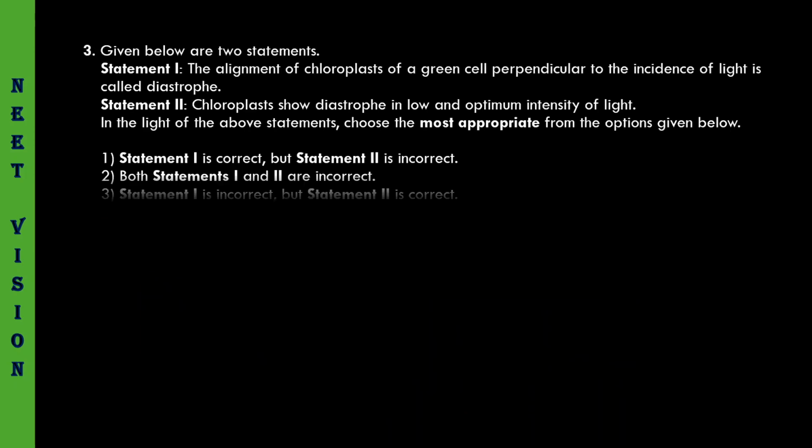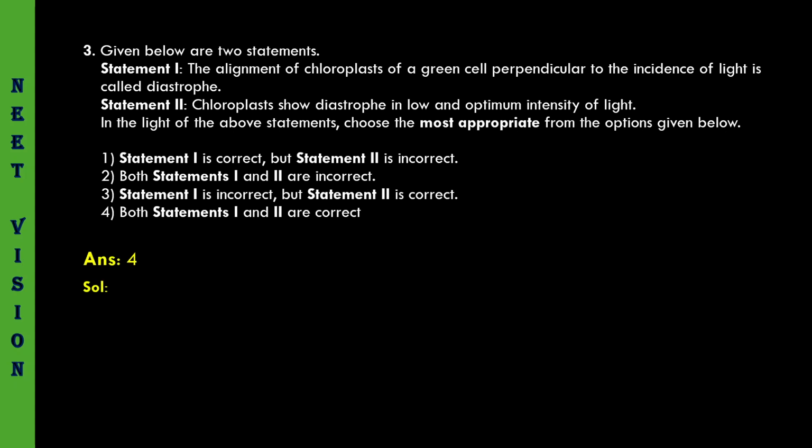Coming to the next question. Two statements are given. Let us see the statements. The alignment of chloroplasts of a green cell perpendicular to the incidence of light is called diastrophy. Absolutely true. And this diastrophy alignment of the chloroplast is seen in low and moderate and optimum light intensity. So statement 1 is correct. Statement 2: chloroplasts show diastrophy in low and optimum intensity of light. This is also correct. Both the statements are correct. So the fourth option must be the correct one, which says both statements 1 and 2 are correct.